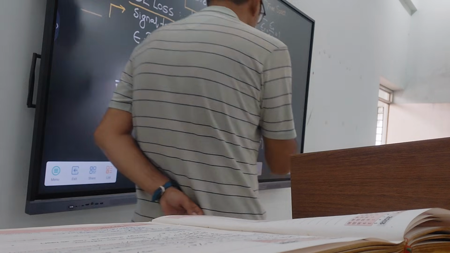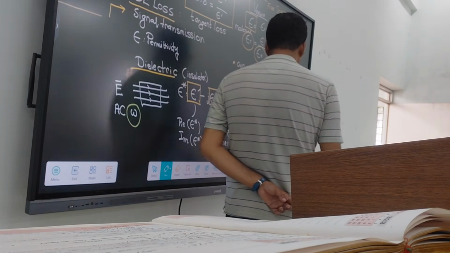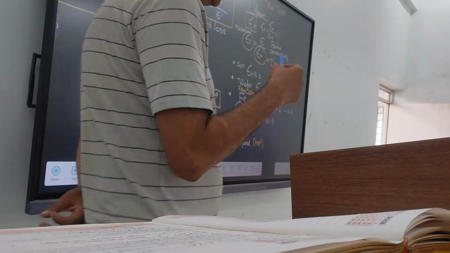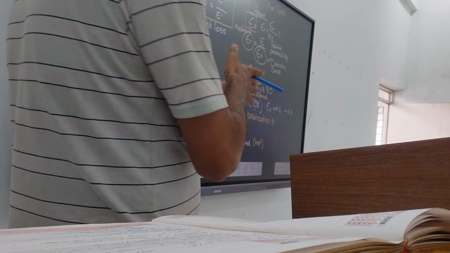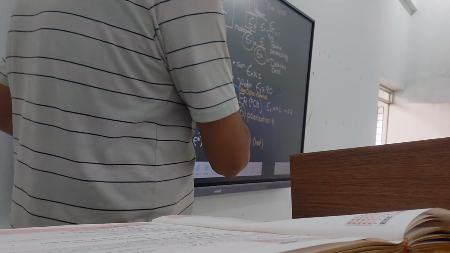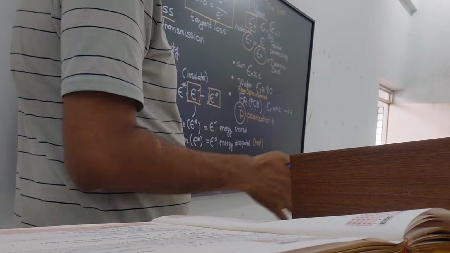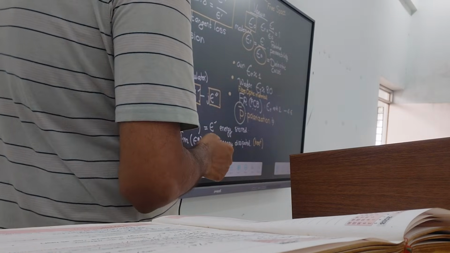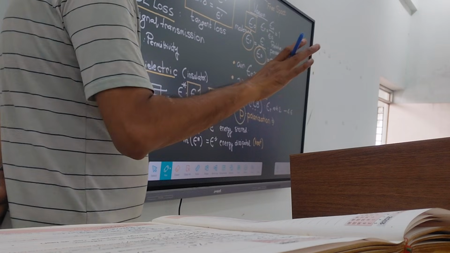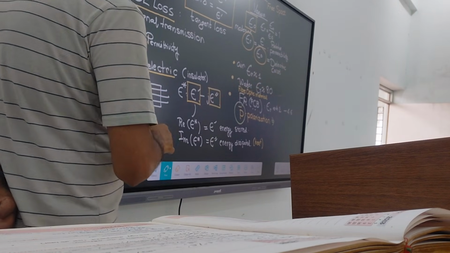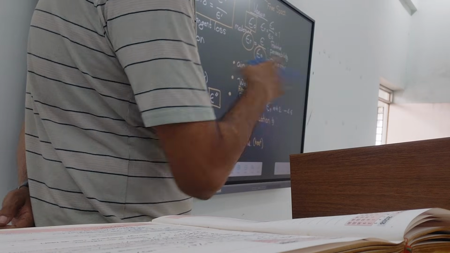Polarization, what do you mean by this in simple terms? Polarization means arrangement of positive and negative charges. It is a dielectric, but there are two types of charges present, positive and negative. Now, when we are supplying an AC electric field, that means the poles are constantly changing, plus minus plus minus.